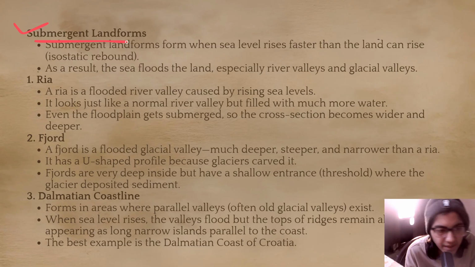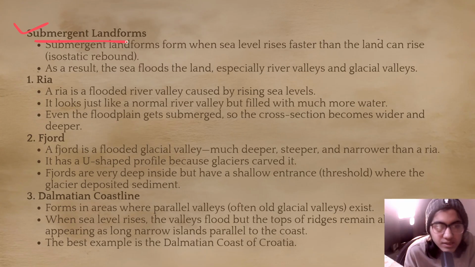So here are some examples. The first example is a ria. A ria is a flooded river valley caused by rising sea levels. It looks just like a normal river valley but filled with water. Even the flood plain gets submerged, so the cross section becomes wider and deeper. So it is a valley flooded with water, and the floodplain, the land near the valley, also sinks into the water.